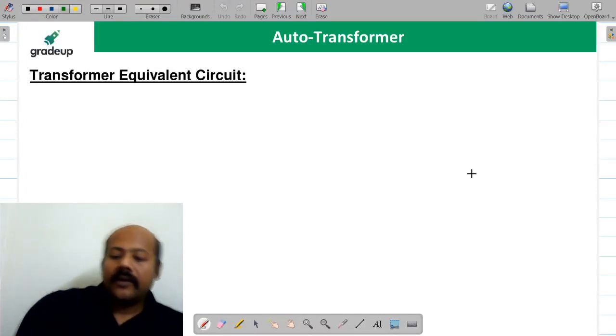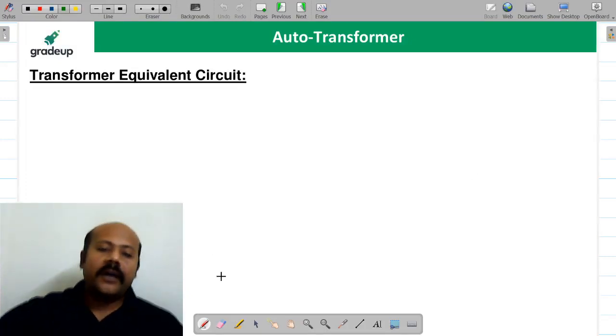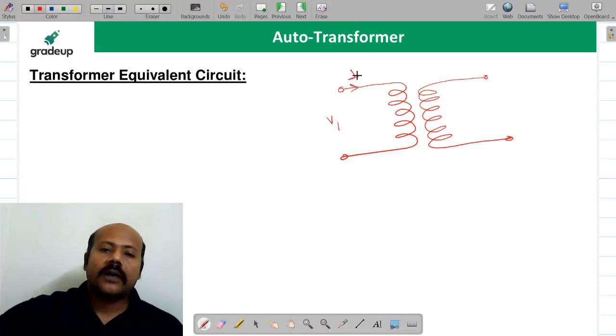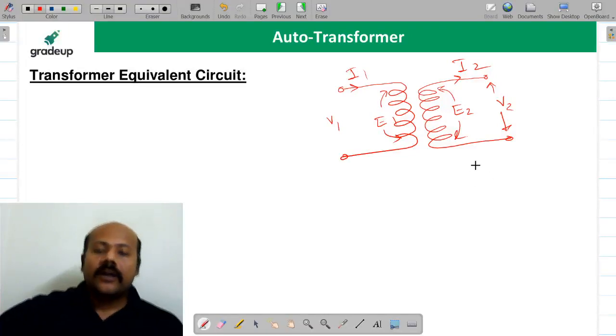Now let us proceed to the equivalent circuit. In general, suppose this is your transformer. This is V1, this is I1, this is V2, this is I2. There is going to be induced EMF E1 and induced EMF E2. Now for this transformer we are going to draw the equivalent circuit. How are we going to draw it? Please try to understand.